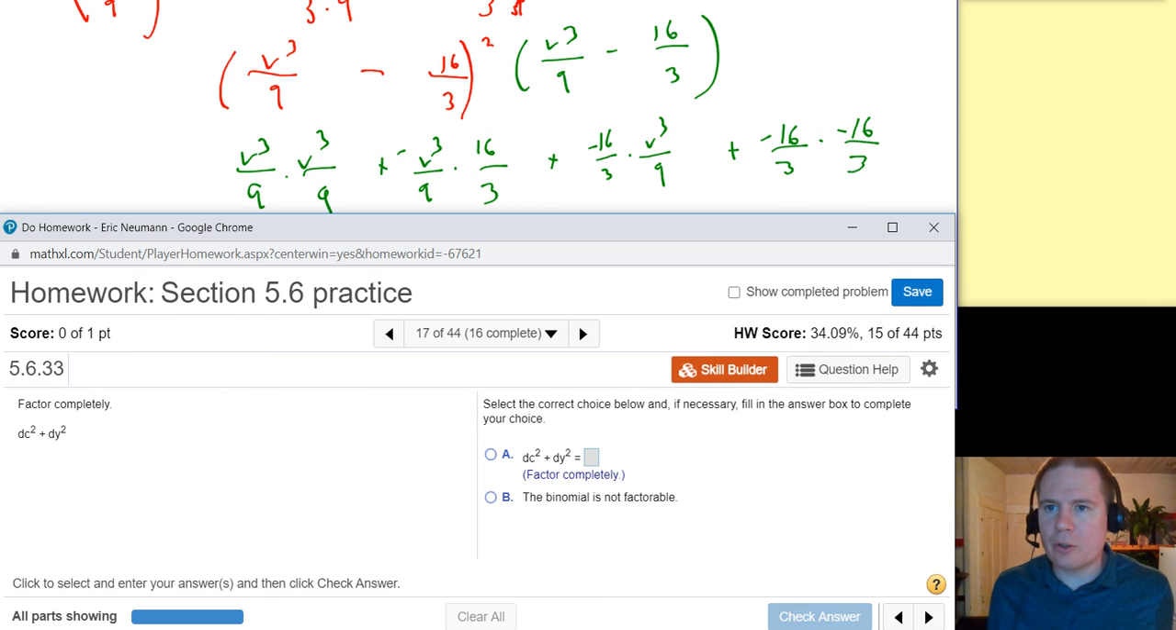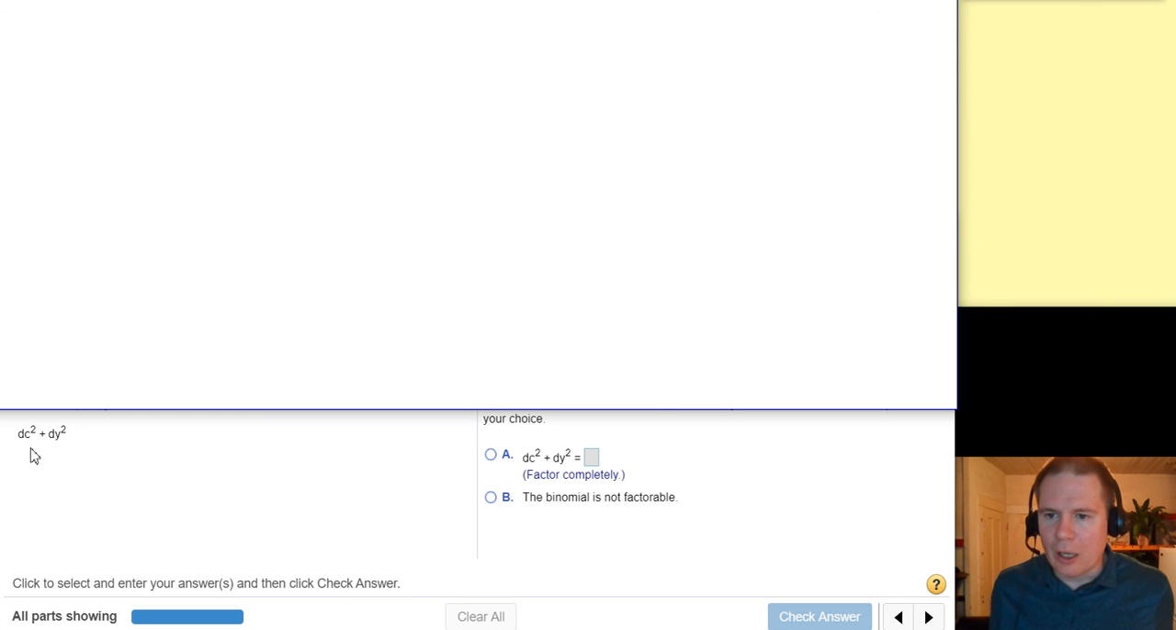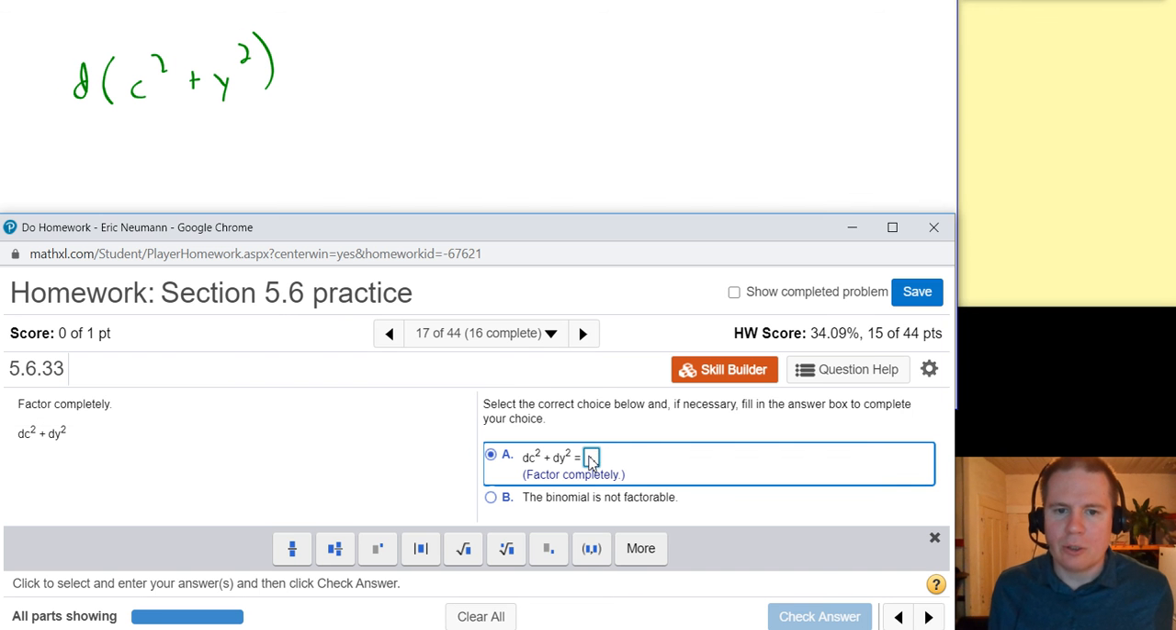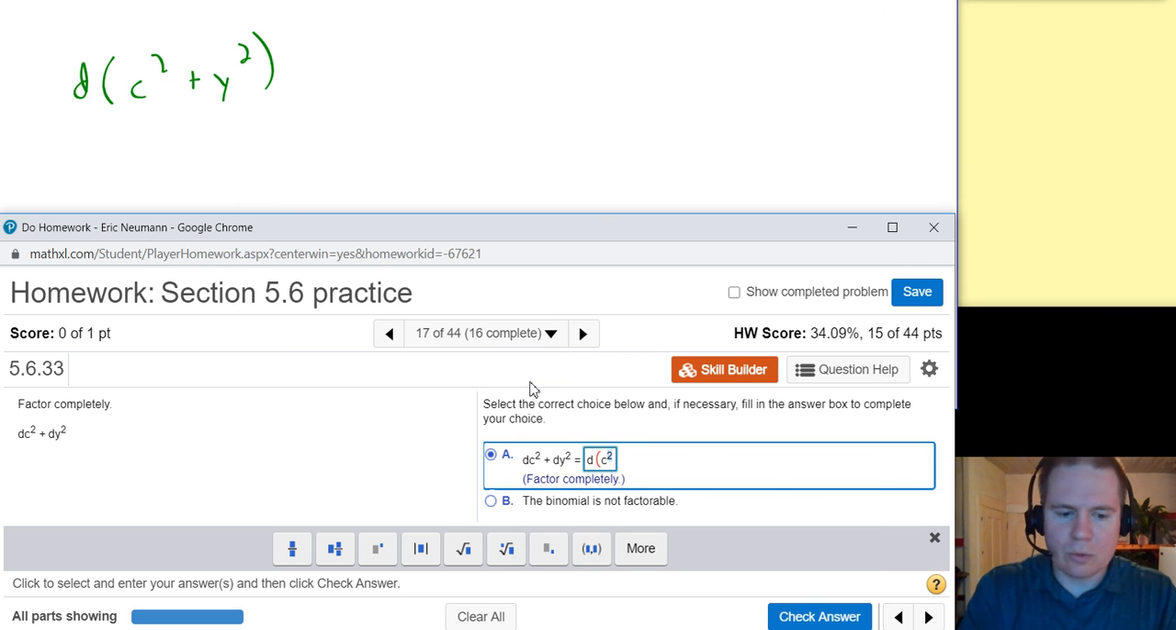All right, here, this is interesting. I don't have any numbers, but I do have a d as a common factor. So that d can come out just like if it were any other number. Now this is a sum of perfect squares, not factorable. So I just factor out the d. C squared plus y squared. And again, for problems like this, be extra careful that you have the right variables in the right spots. C and y and d. Okay.